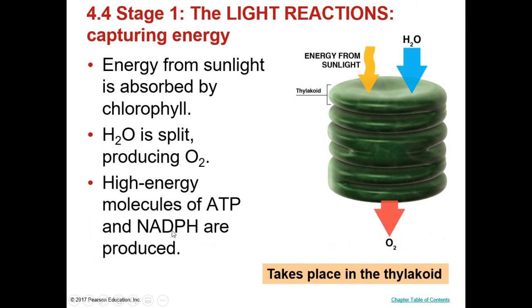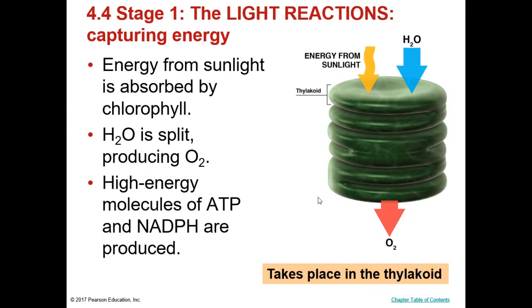NADPH is known as an electron shuttle or also an electron carrier. These two molecules, ATP and NADPH, are going to be generated by the thylakoids, but they're not going to be utilized by the thylakoids. They're only generated by them. As soon as they're made, they travel over to the stroma, where they play a role in the Calvin cycle in order to produce glucose. All right, so hopefully that makes a little bit of sense there.